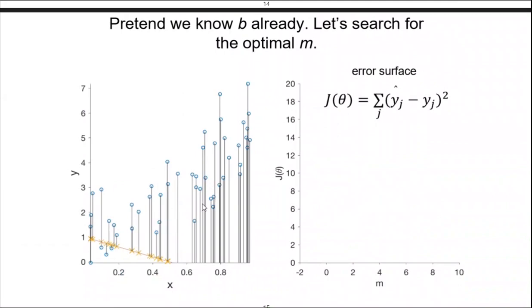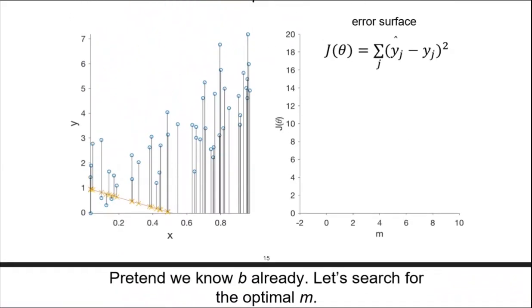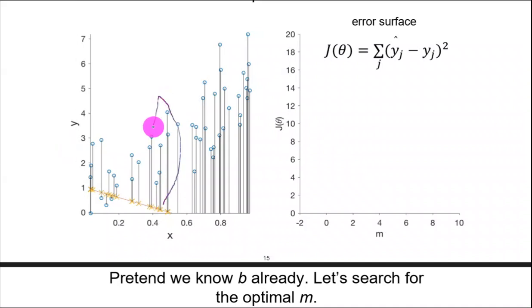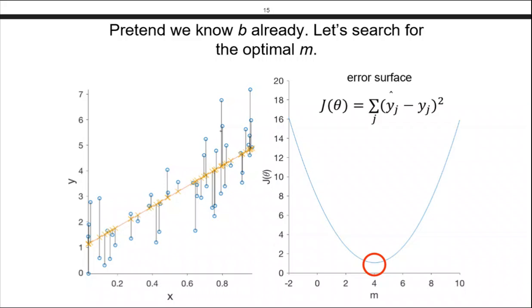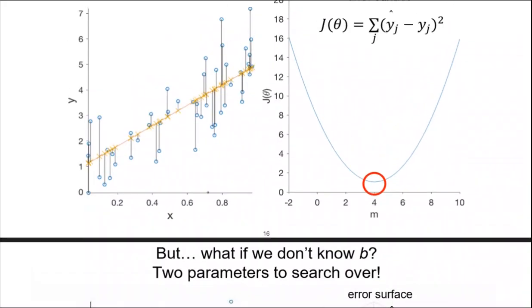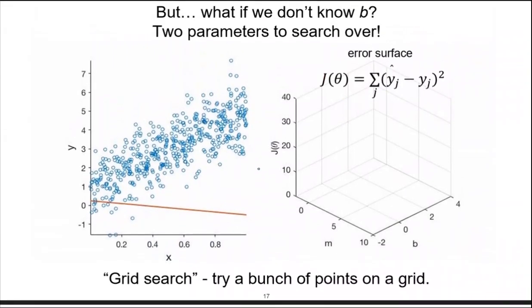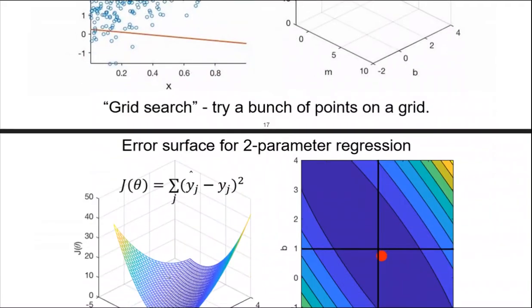Assuming that we already know b, we can search for the optimal m. If we go from here and slowly go like that, we're going to get something like this, which represents the sum of squared residuals, the error rate. We clearly see a minimum point, something like that. So this makes sense. But what if we don't know the y-intercept, and we have two parameters to search over? This is called grid search, and obviously it's going to take a lot of effort.